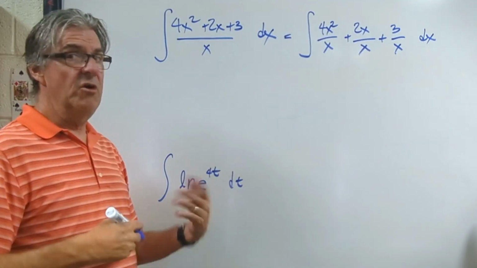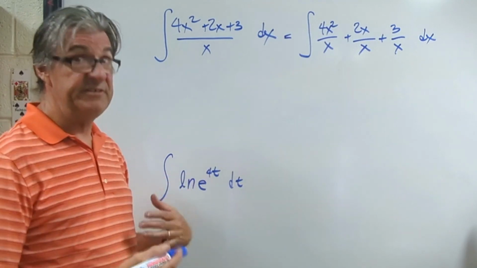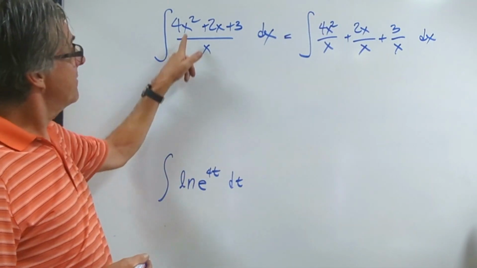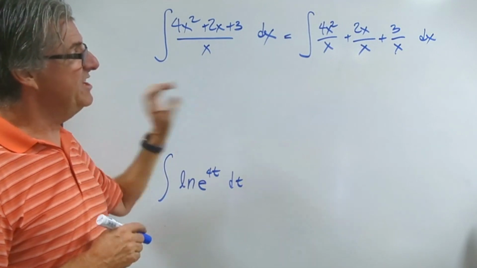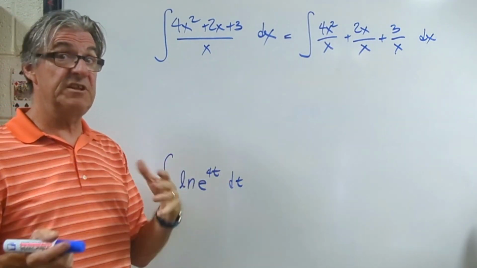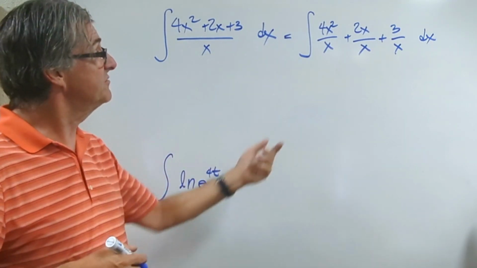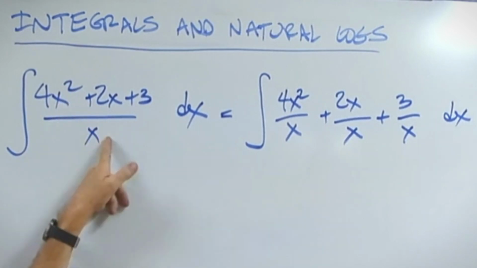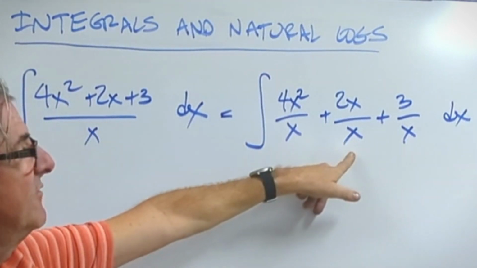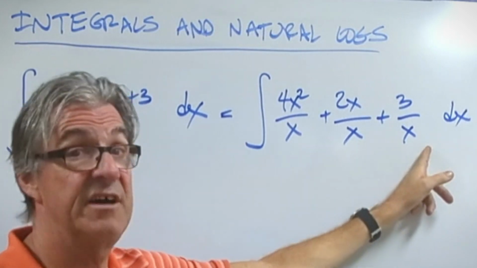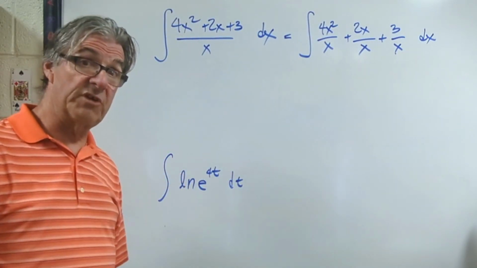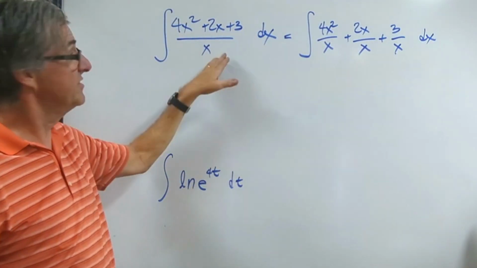Okay, so we don't usually have to do this, but in this case it makes sense. I'm just going to break this up into 3 fractions because I'm going to integrate each fraction a little differently, perhaps with a different rule. So check this one out. 4x squared over x plus 2x over x plus 3 over x dx. So now I can simplify these on down, apply my integration rules, and get to the integral of this expression.